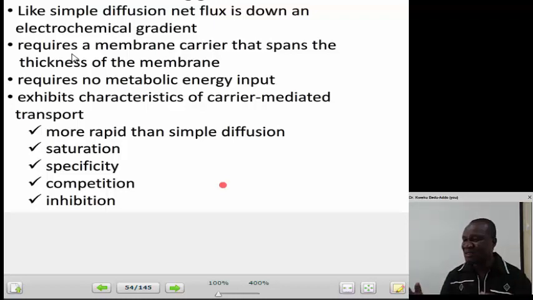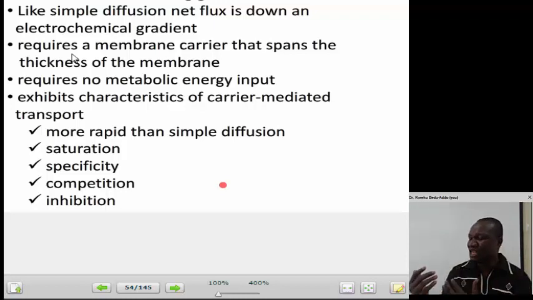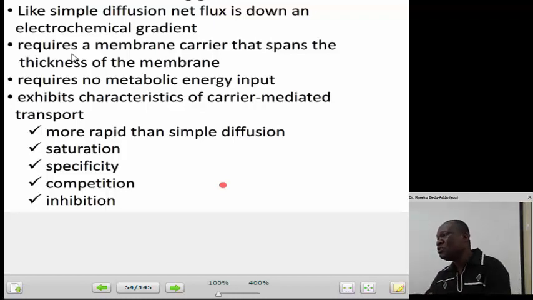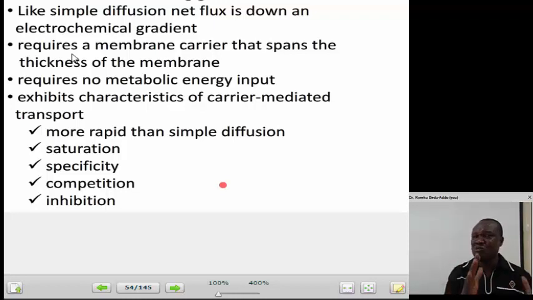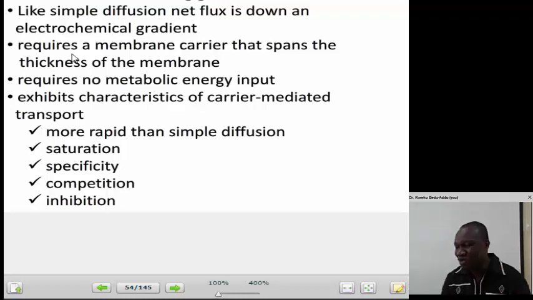Now, the carriers are transmembrane proteins. The particles to be carried across will bind to the carriers. A carrier will undergo a conformational change that will ferry the particle across the membrane to the region of lower concentration. So in facilitated diffusion, we still have substances being moved from a region of high concentration to a region of low concentration, but with the aid of a carrier.